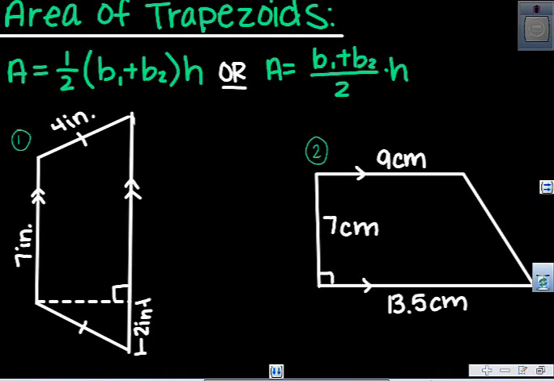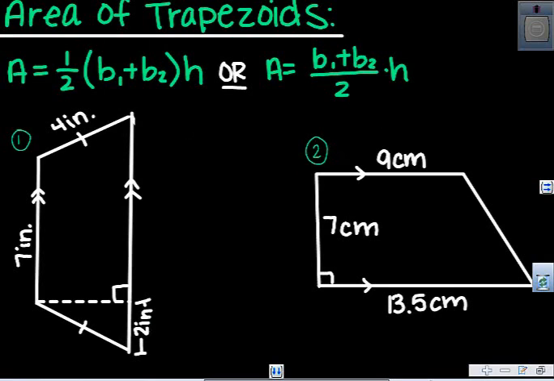Next up is the trapezoid. Trapezoids use the formula 1/2 times base 1 plus base 2. Notice that's in parentheses, so we have to do that first, times the height. Again, instead of 1/2, you may see it as divided by 2. But you still have to do the base 1 plus base 2 first, and then you can divide by 2 and multiply by your height.